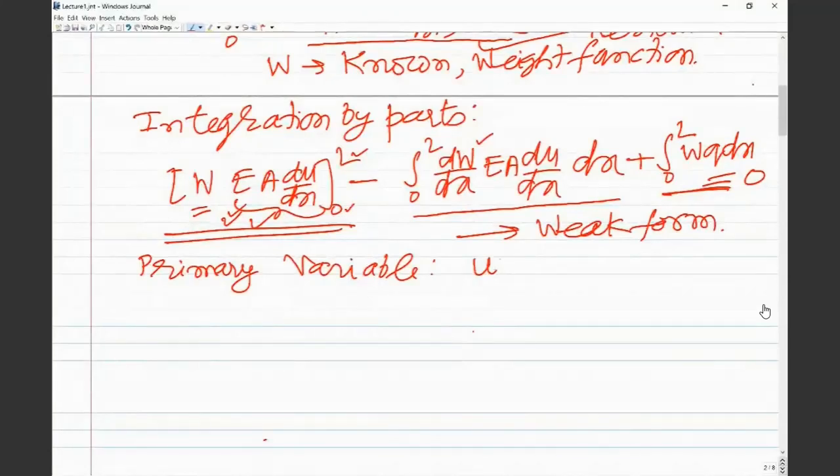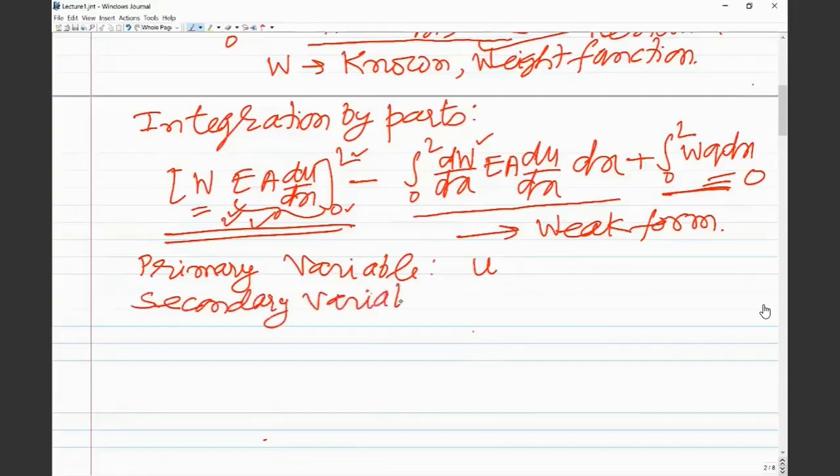For the timing, we have the primary variable as u, and how do we get that? We get it by writing w is equal to u. So in the weight function, in the boundary term, in place of w we write u, and whatever we get is a primary variable. So in this case, u is a primary variable. The other term, which is multiplied by the weight function, is the secondary variable, and secondary variables are actually force quantities.